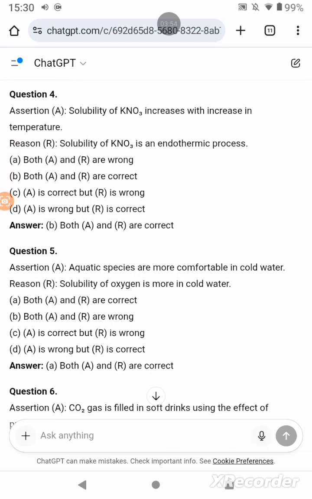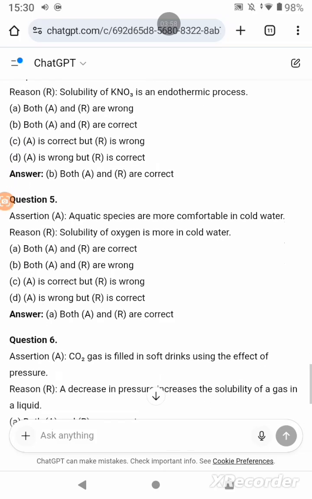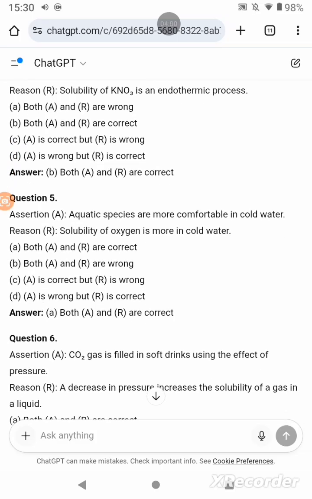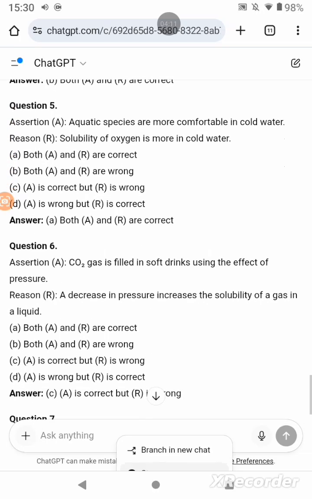Question 4. Assertion A: Solubility of KNO3 increases with increase in temperature. Reason R: Solubility of KNO3 is an endothermic process. A. Both A and R are wrong. B. Both A and R are correct. C. A is correct but R is wrong. D. A is wrong but R is correct. Hence both A and R are correct.